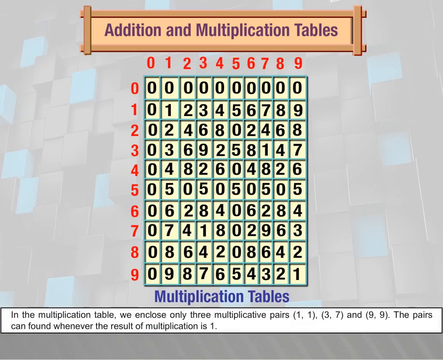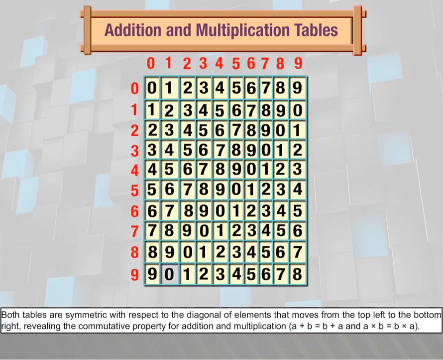In the multiplication table, we find only 3 multiplicative pairs, that is 1, 1; 3, 7; and 9, 9. The pairs can be found whenever the result of multiplication is 1. Both tables are symmetric with respect to the diagonal of elements that moves from the top left to the bottom right, revealing the commutative property for addition and multiplication. a plus b is equal to b plus a and a into b is equal to b into a.